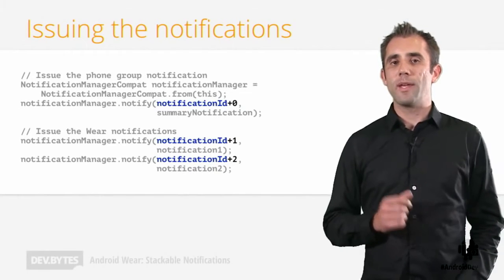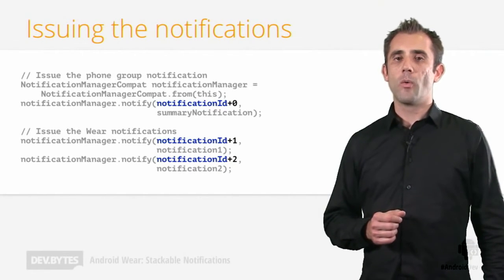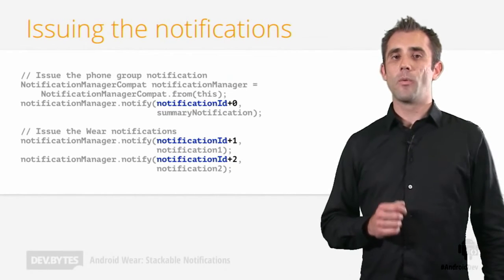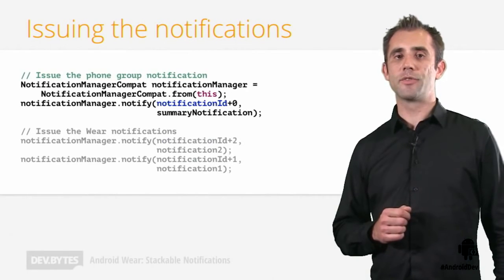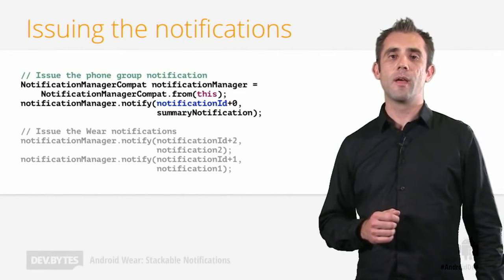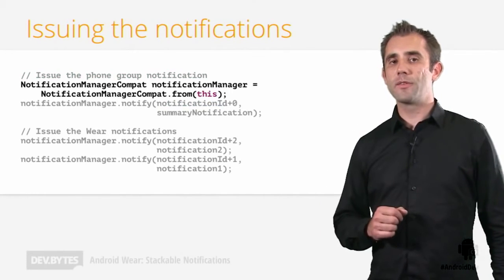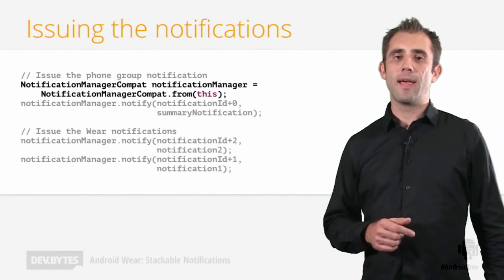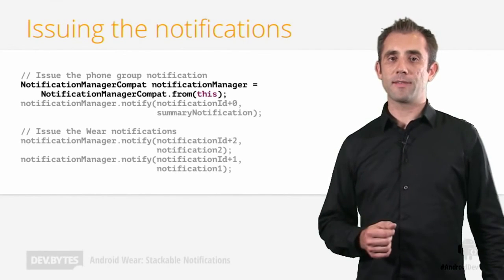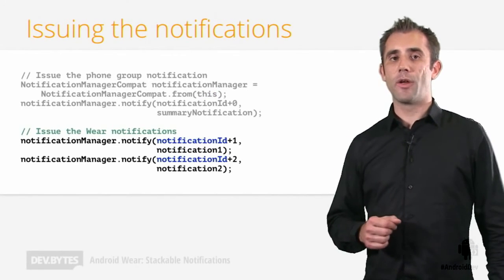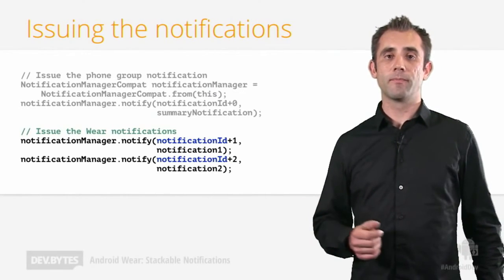And finally, we issue the notifications to Android so they appear on the phone and the wearable. We issue all three of them separately with unique ID numbers. This part of the code issues the group notification appearing on the phone and would probably already be in your existing code. Make sure you use a NotificationManagerCompat instead of the NotificationManager from the framework when you're dealing with wearable devices. And now we can issue the notifications for the wearable device. And that's it. We're done with this example.